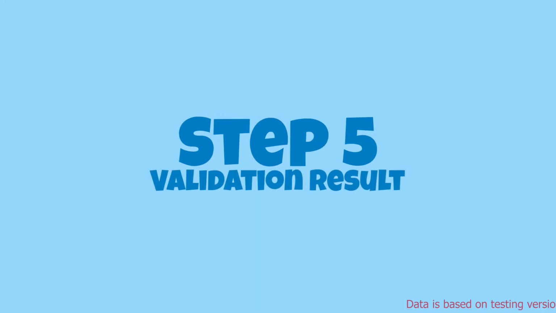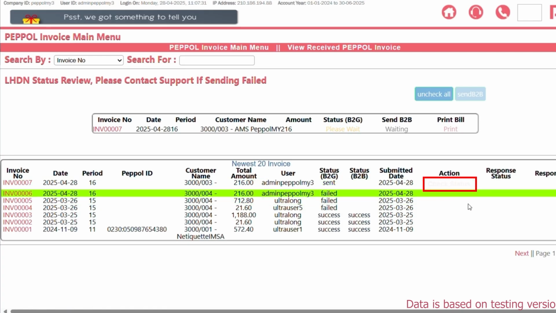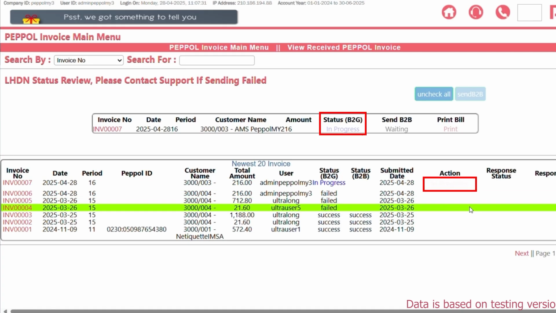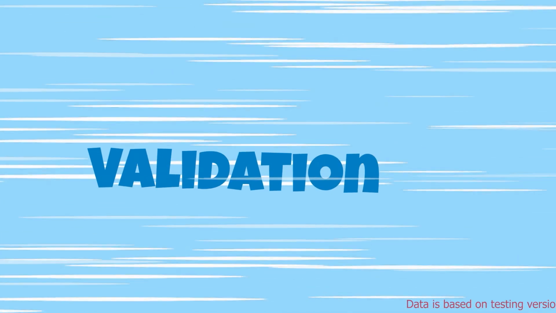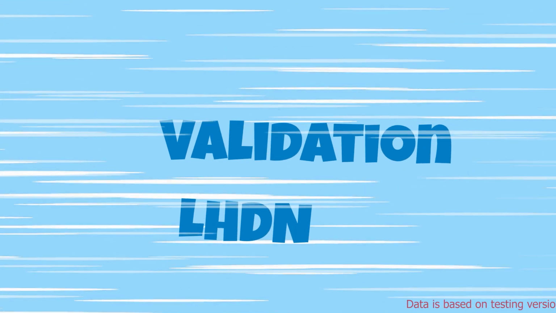Wait for the validation response from LHDN. You can press Check Status to see the latest response and status update on B2G column. The system will automatically update the invoice status once the validation is completed. The speed of validation will depend on the processing speed on the LHDN side.